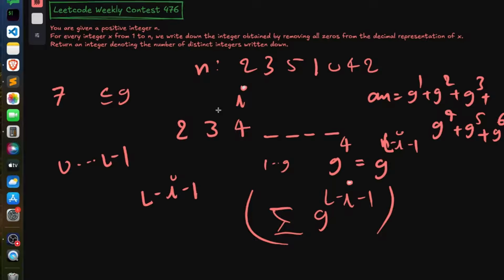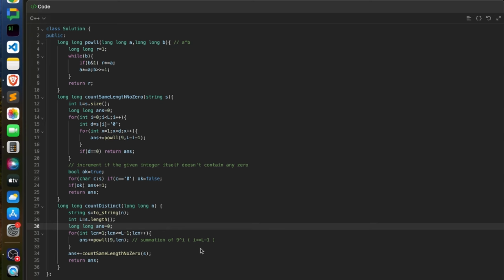I hope you understand. And even if you have some missing pieces, once you look at the code, you would understand everything, right? So yeah, let's look at the code now. Here is the code of the third problem. So this is the given integer n.